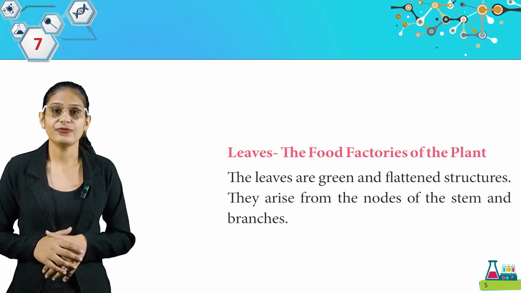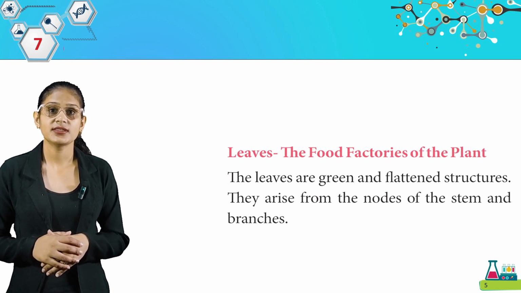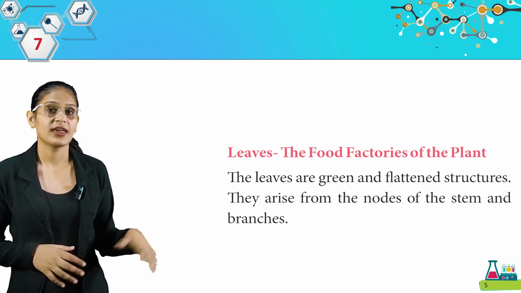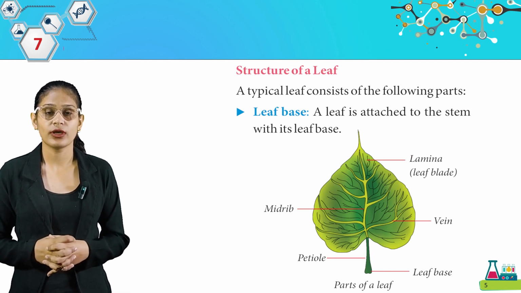Leaves, the food factories of the plant. The leaves are green and flattened structures. They rise from the nodes of the stem and branches. Here is the structure of a leaf. A typical leaf consists of the following parts.